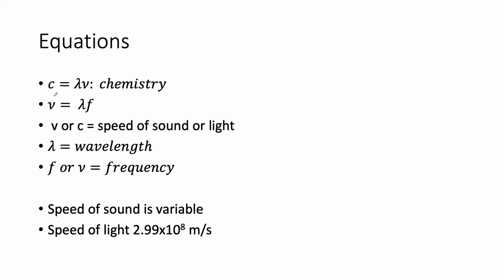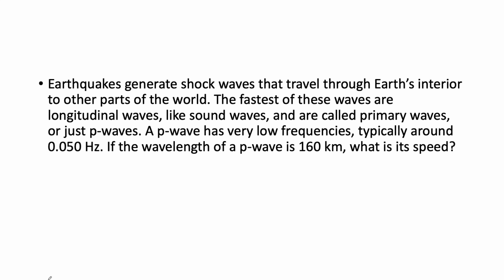Now, c is usually associated with the speed of light, but in this case, in physics, it's going to be sound. The speed of sound is going to vary depending upon the frequency and the material that the sound is going through. Light in a vacuum is 2.99 times 10 to the 8th, and I'm going to be using that in the next unit. So we're going to look at sound.